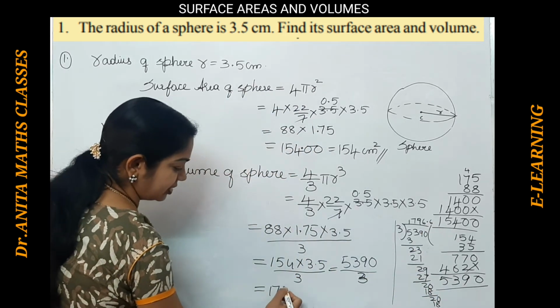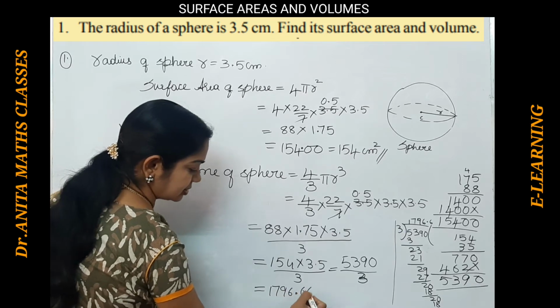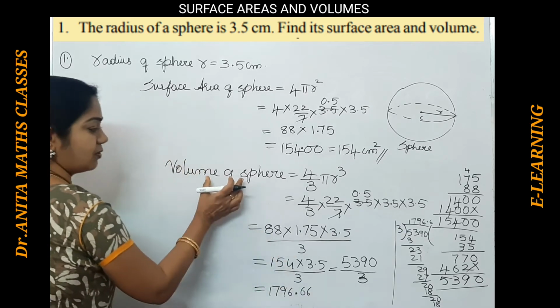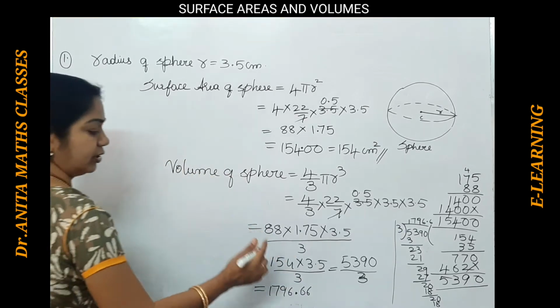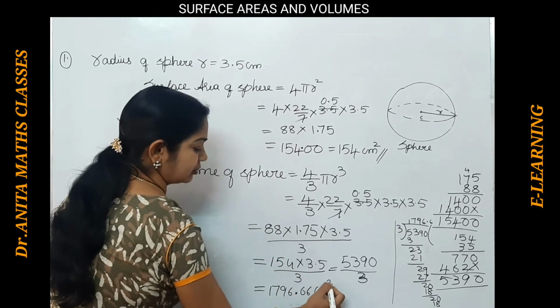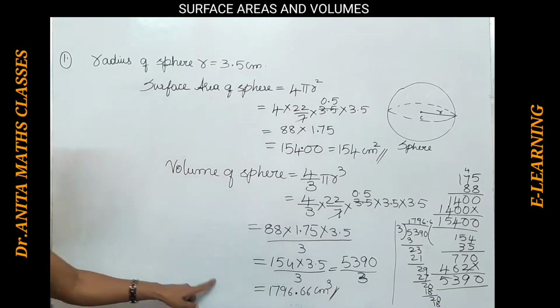So 1796.66, since it is a volume, so cubic centimeter cube. So this is the volume. Pause it and note it down.